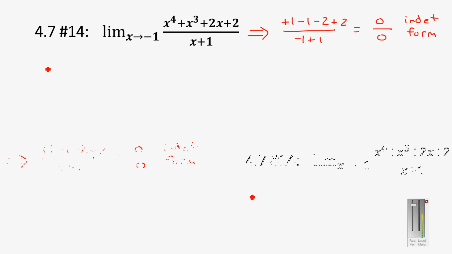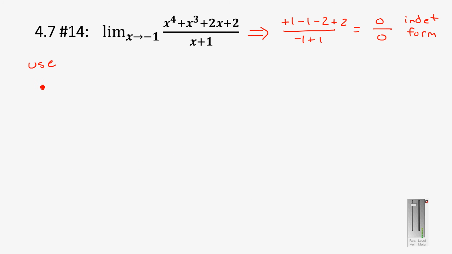And for indeterminate forms, we use L'Hopital's rule. That's what we want to use. So L'Hopital's rule basically says when you get an indeterminate form like this, we're going to take the derivative of the top and the bottom.